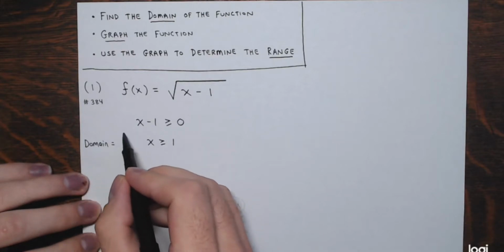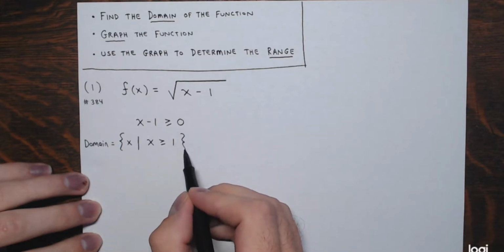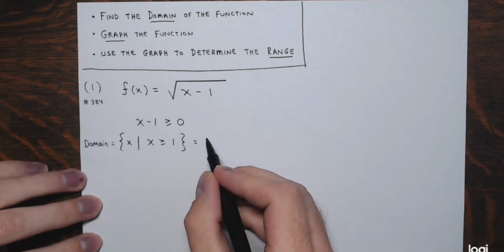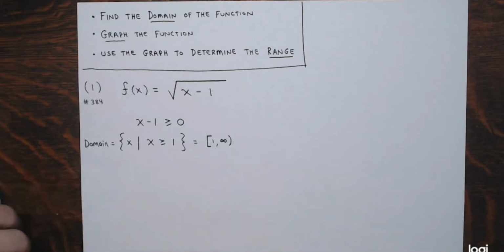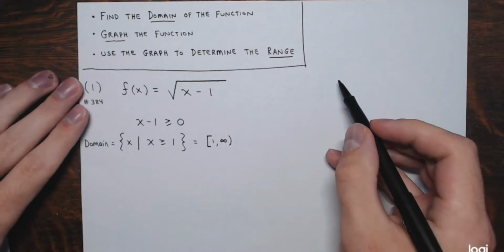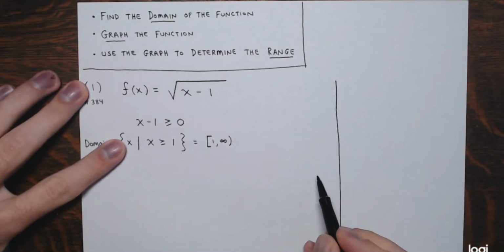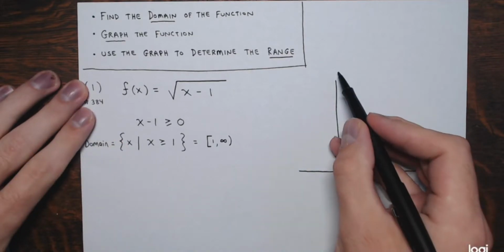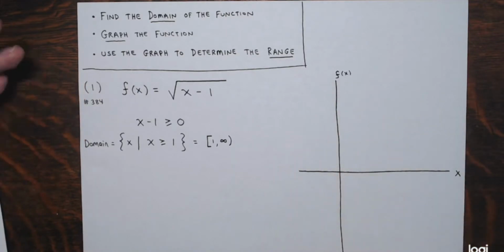All right, the domain of this function is all values of x such that x is greater than or equal to 1. Or, if you put this in interval notation, this will be 1 to infinity with a bracket on the 1, if you're asked to put it in interval notation. Alright, so now part 2 is graph the function. So once again, like I said, I'm going to make a rough hand sketch. Alright, so horizontal axis is x, vertical axis is f or f of x, or just the y-axis.